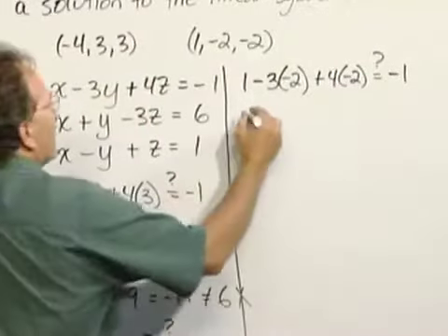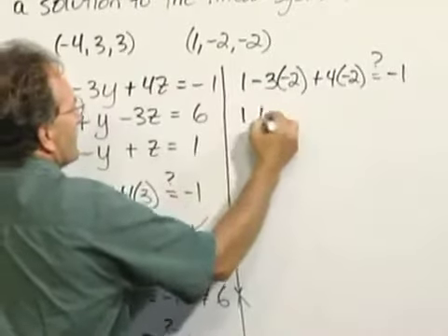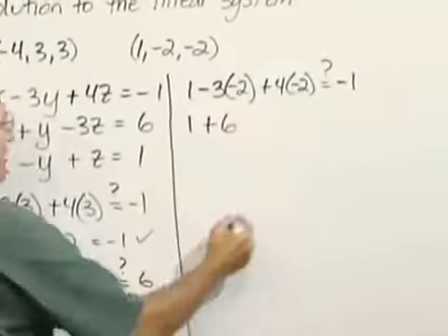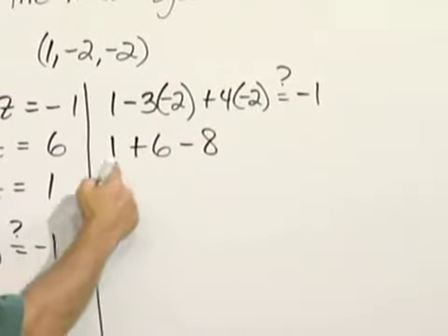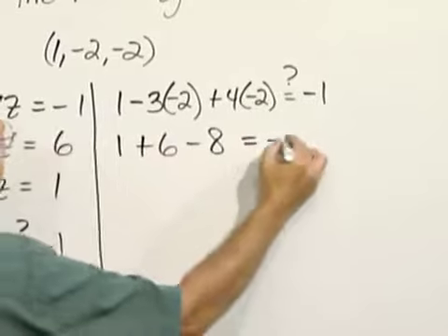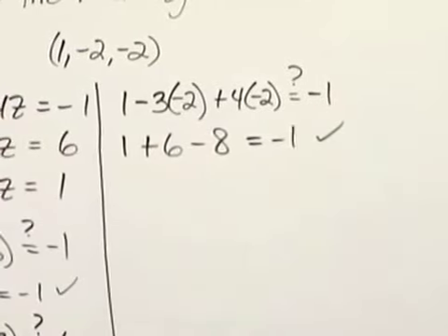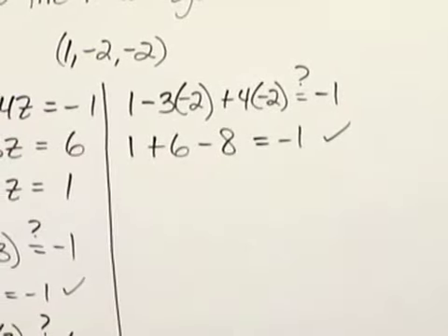Well, we have 1, and then a -3 times a -2 is a +6. 4 times -2 is a -8. 1 plus 6 is 7, minus 8 does equal -1. So that checks in the first equation.